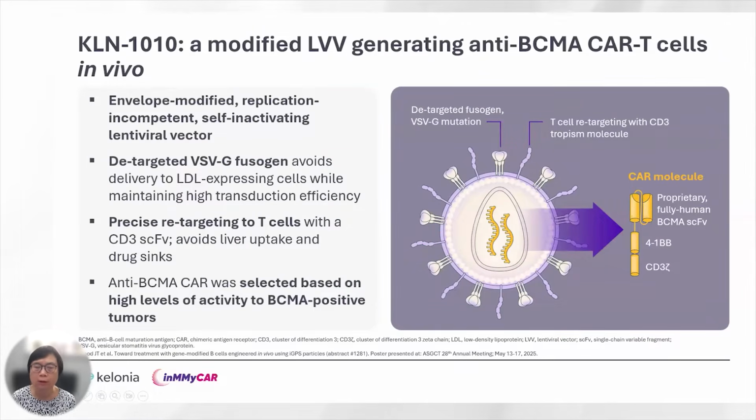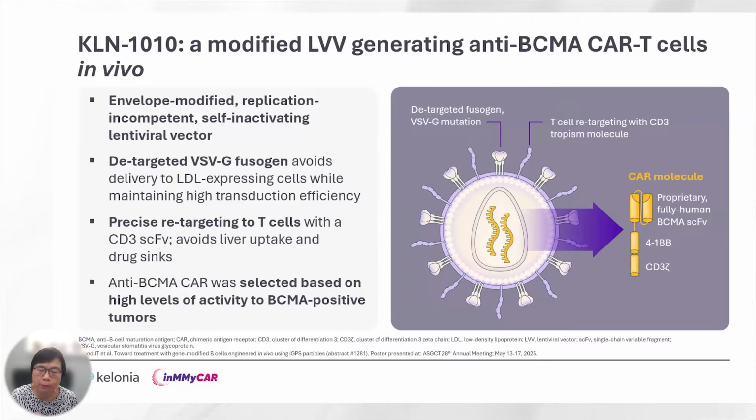So KLN-1010, which is the investigational product, is a modified replication incompetent and self-inactivating lentiviral vector with a modified envelope containing two synthetic envelope proteins. First of all, a D-targeting mutation was introduced into the vesicular stomatitis viral glycoprotein, or VSVG, which inhibits binding to the LDL receptor, which is the classical mechanism for mediating cellular entry in lentiviral gene therapy, while preserving fusogenic activity and maintaining a high efficiency of transduction.